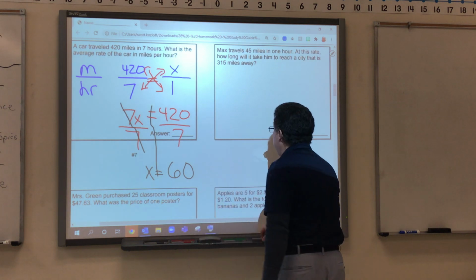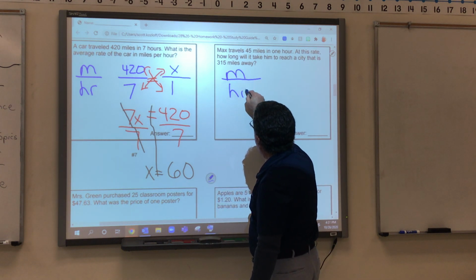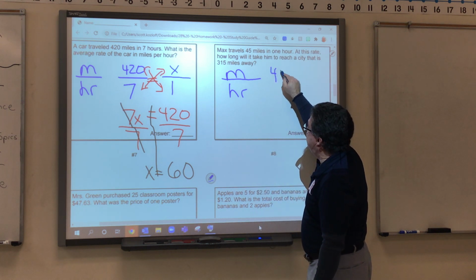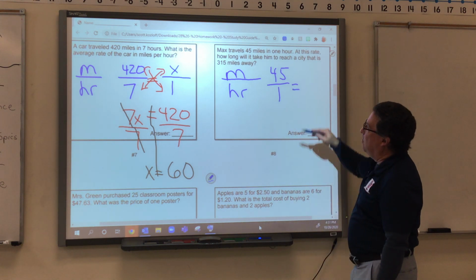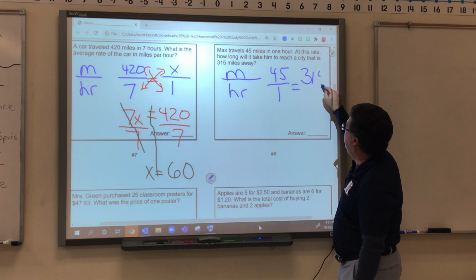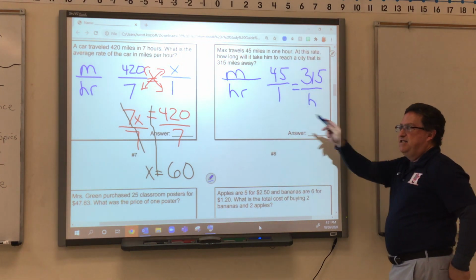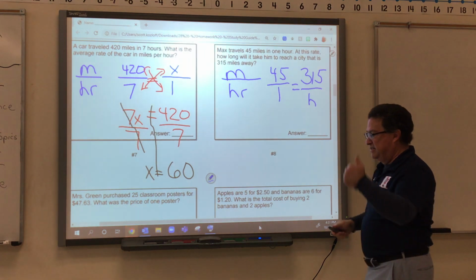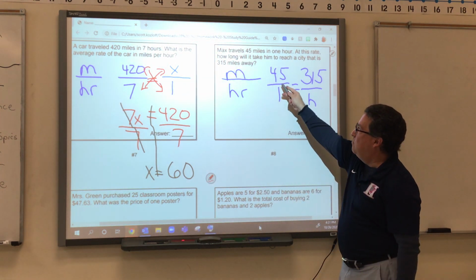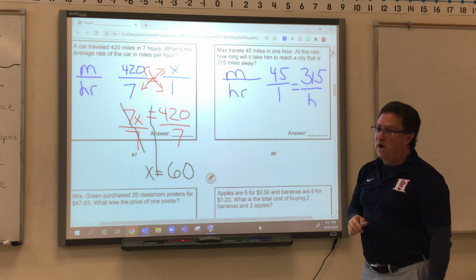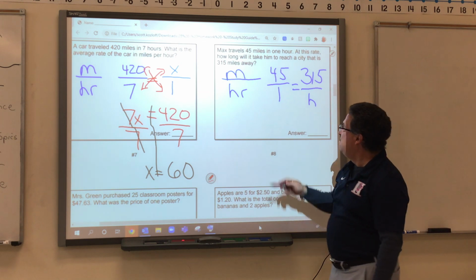Next, kind of on the same order, I got Max traveling 45 miles per hour. And I want to know, if I go 315 miles, how many hours will it take? Same story, different questions. Step 1, step 2, step 3: word statement, write what you know, write what you want to know. I put an H here instead of an X, sorry about that. We'll leave it an H, okay?